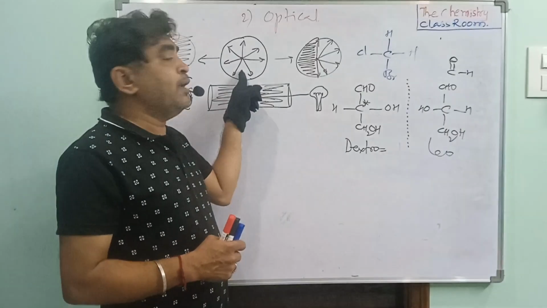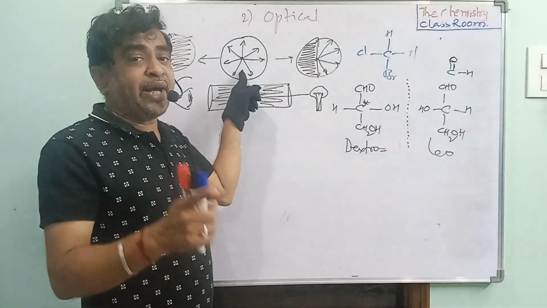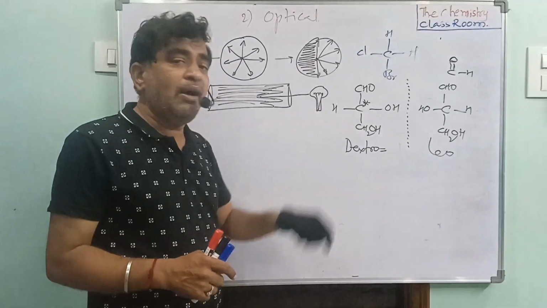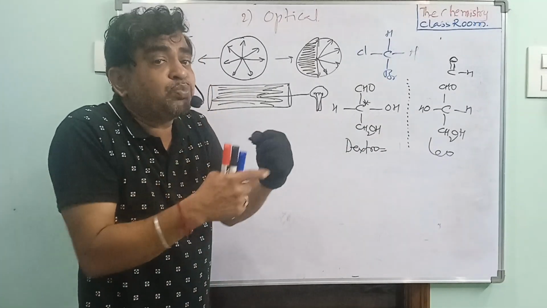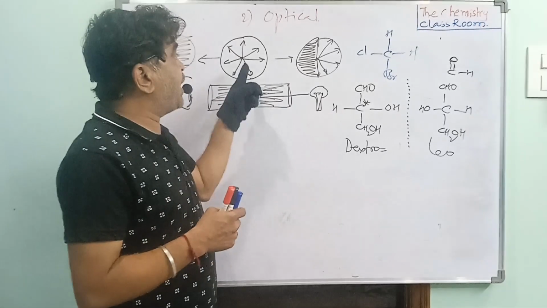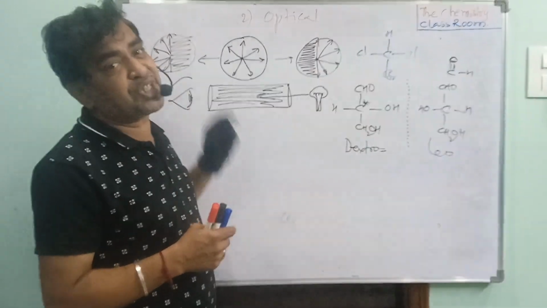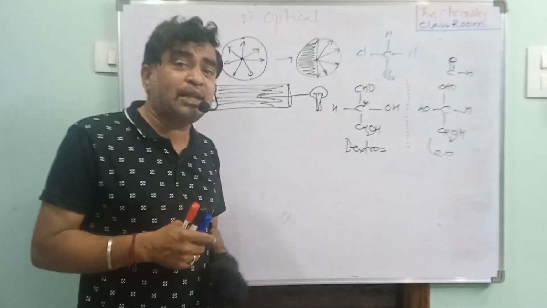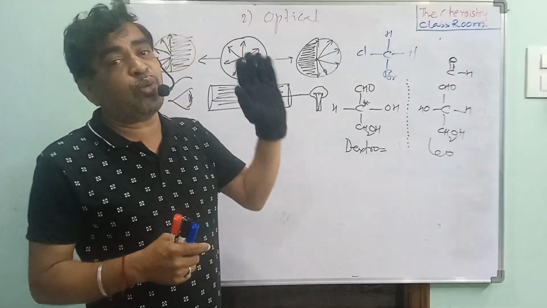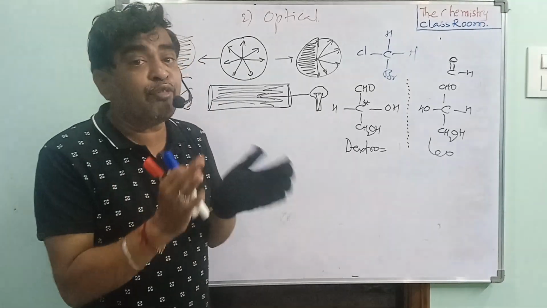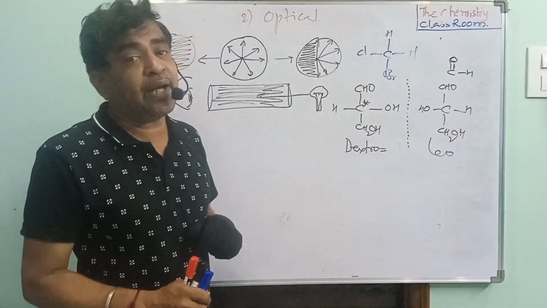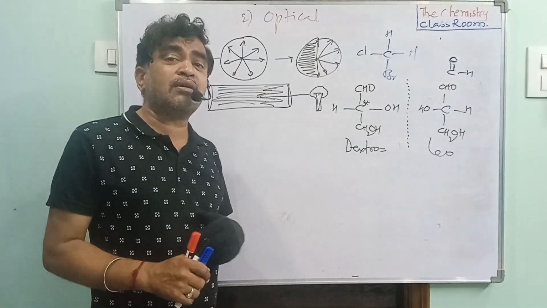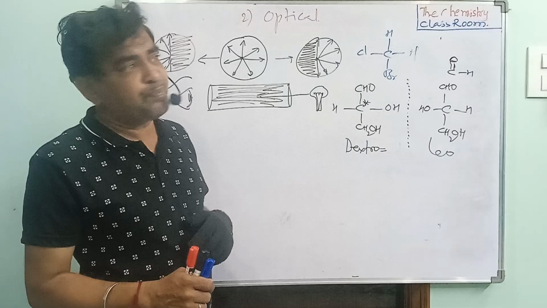What are they differing in? They have the same molecular formula, but because of the spatial arrangement, they differ in polarized light rotation. One is rotating towards the left side, one is rotating towards the right side. So they differ in the optical rotation. That's why they are called optical isomers. The phenomenon is called optical isomerism.